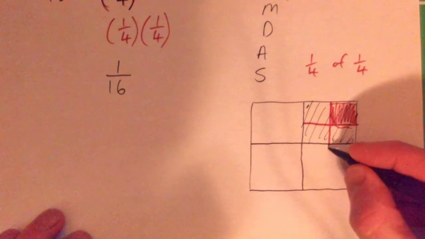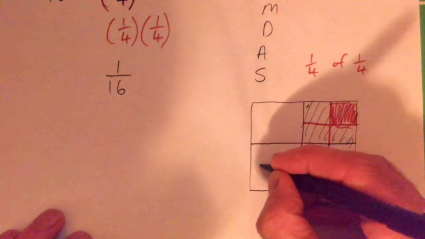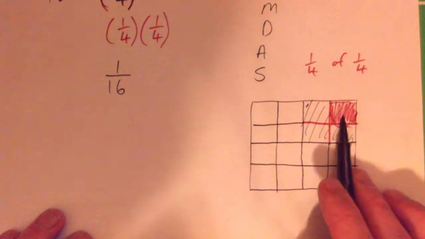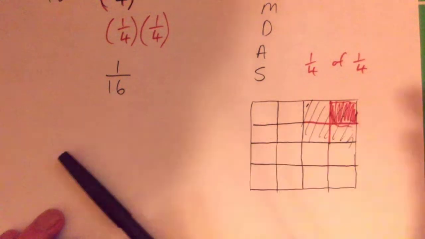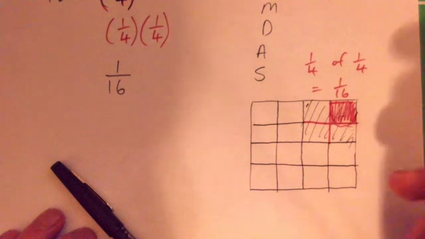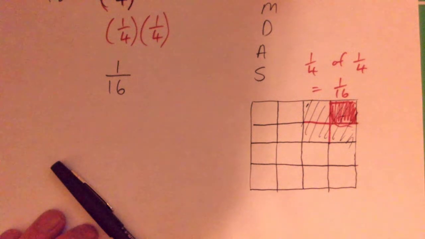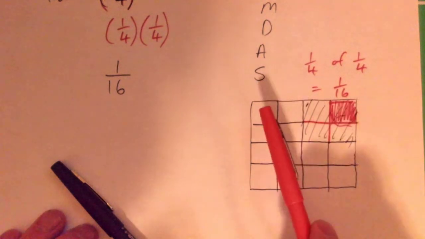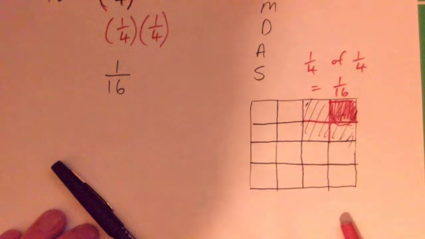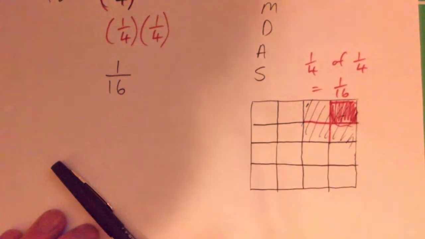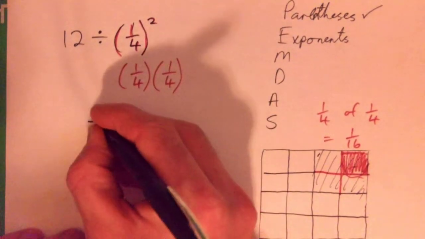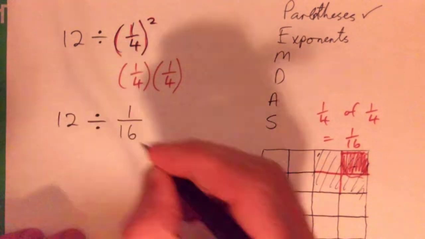Because look, if I did that with all of them, see? All these little squares are 1/16. That little red square is a 16th of the whole thing, isn't it? How many little squares have I got? 1, 2, 3, 4, 5, 6, 7, 8, 9, 10, 11, 12, 13, 14, 15, 16, right? So that's a quarter of a quarter, makes a 16th. All right, so we end up with 12 divided by 1/16.